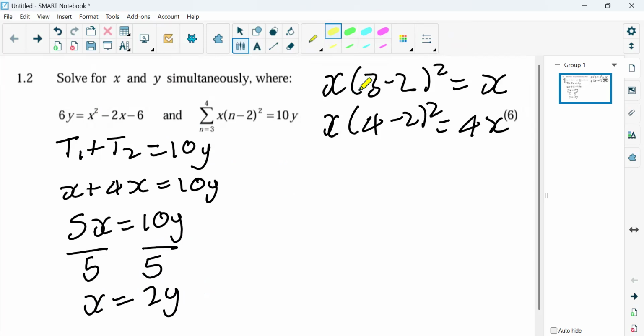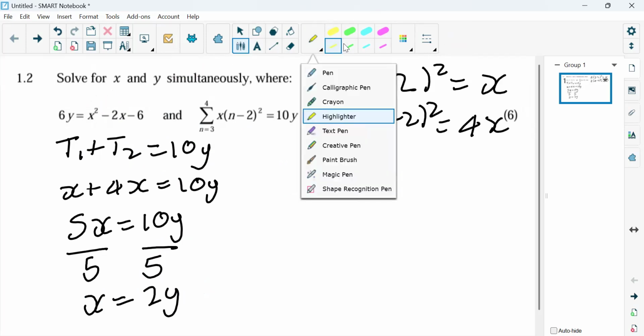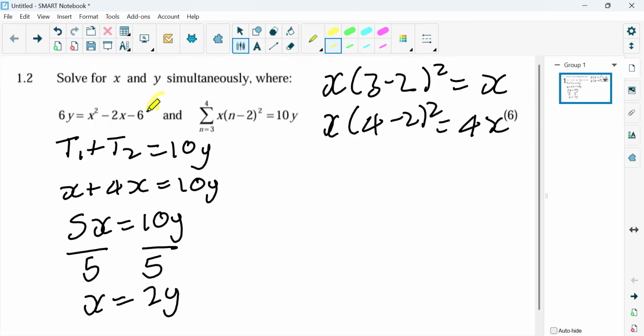Okay, now that we have our equation, we can call this one equation number 2, and the first one, the one with 6y, equation number 1. This one is equation number 1, and this one we're going to call equation number 2.